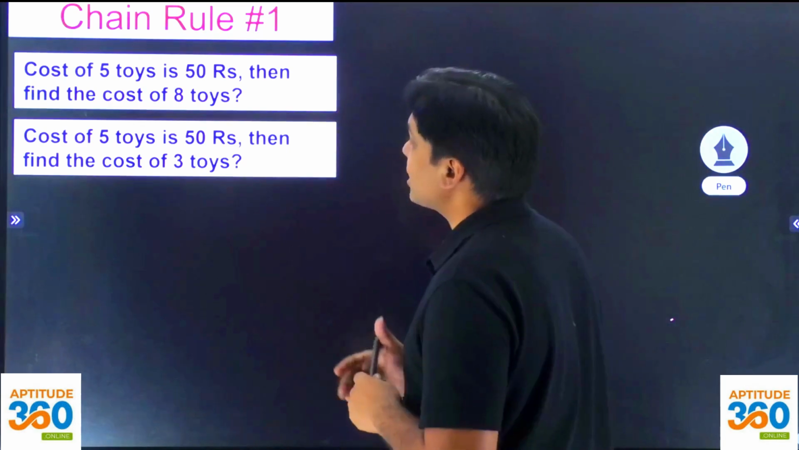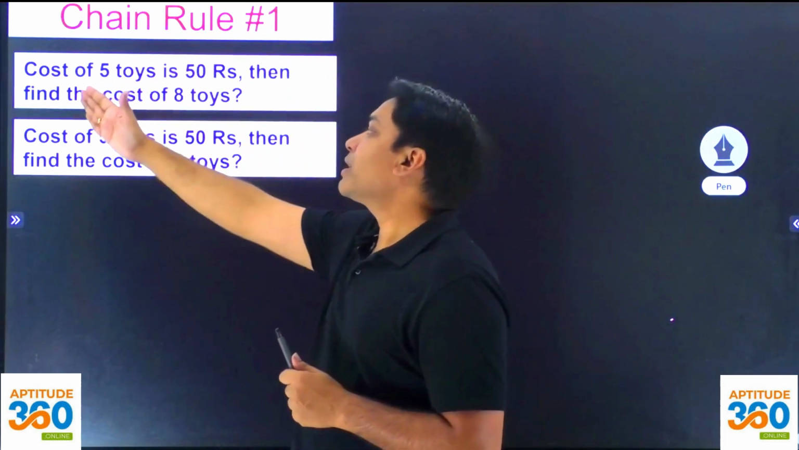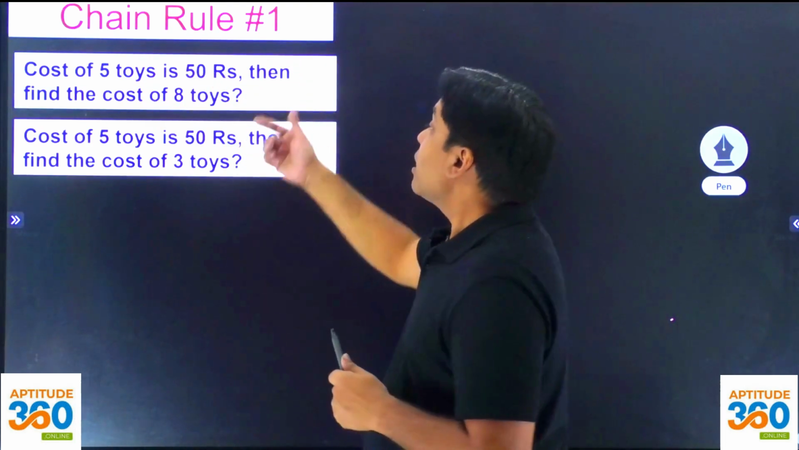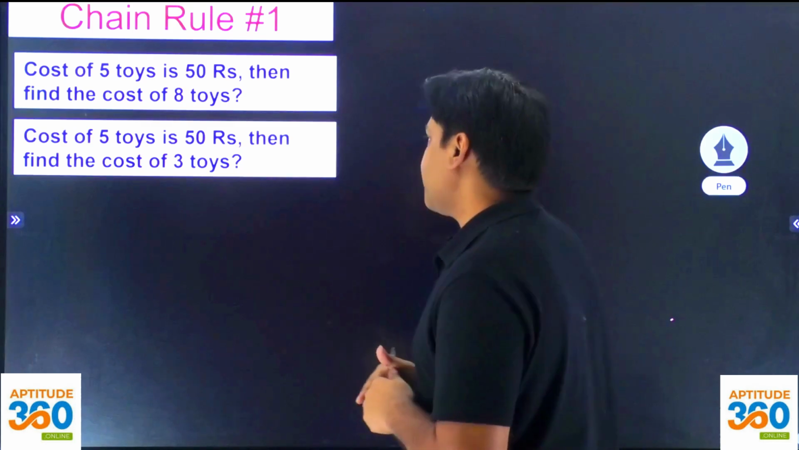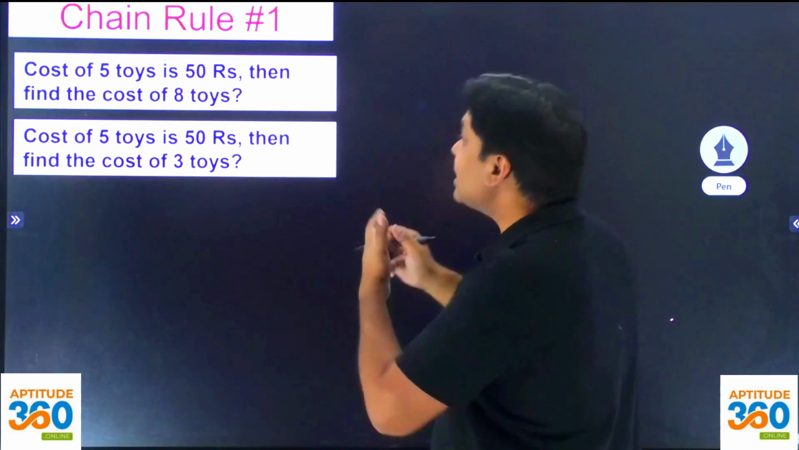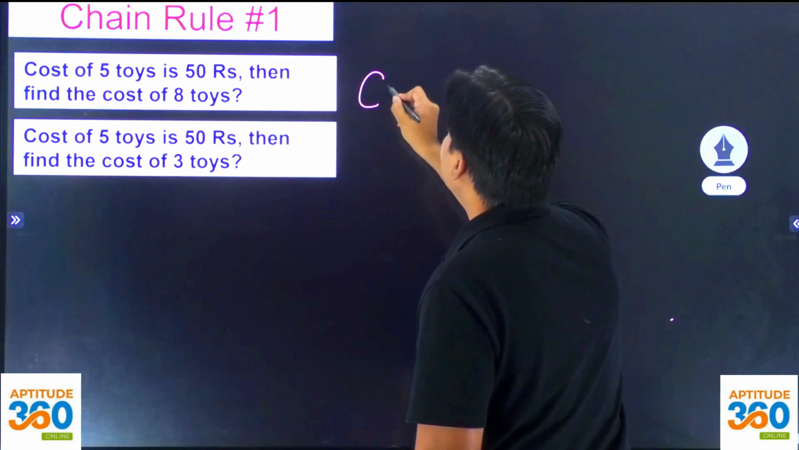How should we simplify these problems? So my first problem out here is the cost of 5 toys is given to you as 50 rupees. So what is going to be cost of 8 toys? Now, you don't even have to pick up your pen to solve this problem, isn't it? But see the method that I'm talking about.